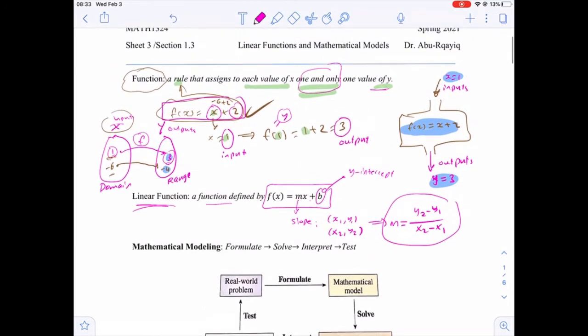For example, in the example that we just discussed, f of x equals x plus 2, the slope is the coefficient of x. The coefficient of x is 1, so the slope here is equal to 1. And what is the y-intercept? The y-intercept is (0, 2).